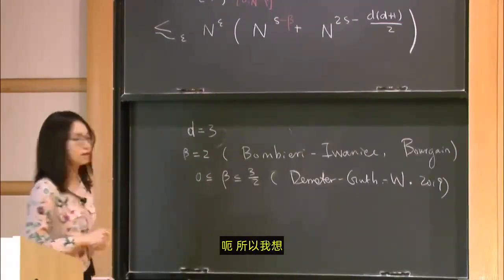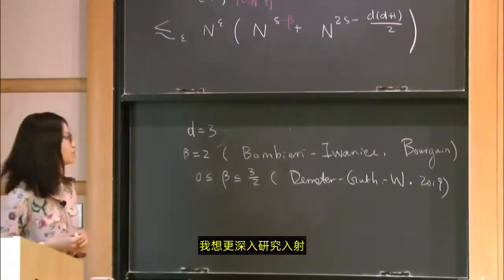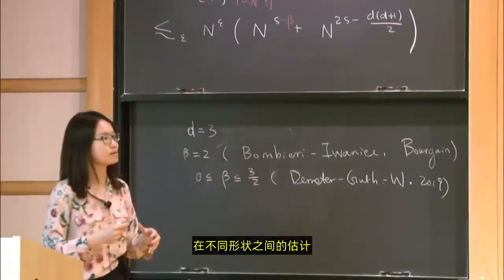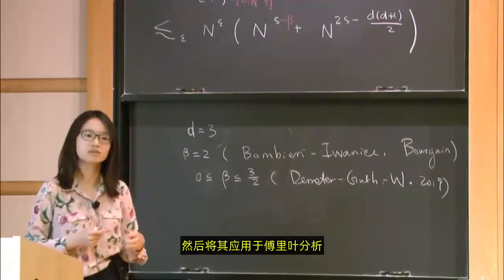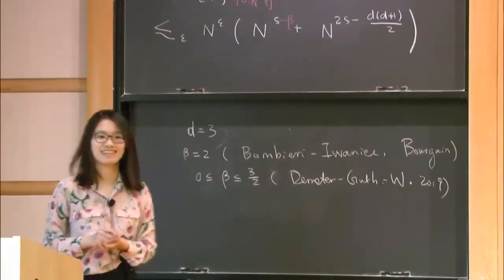And Heath-Brown uses this estimate to give some improved fourth derivative bound and give some estimate about the Riemann zeta function. So here at IAS, I want to study more about incidence estimates between different shapes and then apply them to Fourier analysis. Thank you.